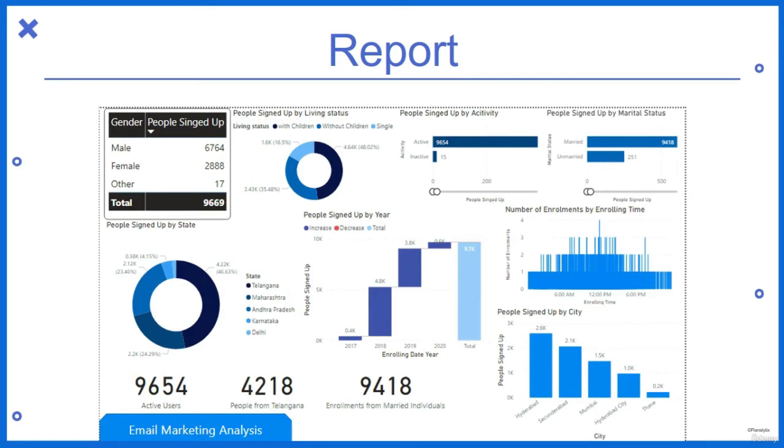This is the report that we are getting, and as you can see, there are a number of factors that are affecting the decisions of the people, like the gender, living status, the active users, the marital status, the enrollment time, the enrollment year, the location, that is their state, and the location again, that's their city. Further, we have some of the numbers that tell us that there are around 10,000 active users, out of which almost 50% are from the state of Telangana. So that is the target region or the location where we want to go for the marketing.